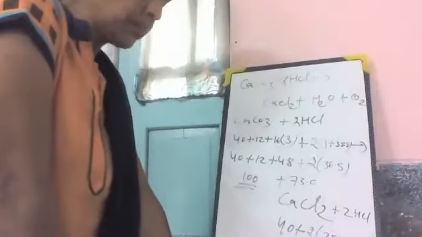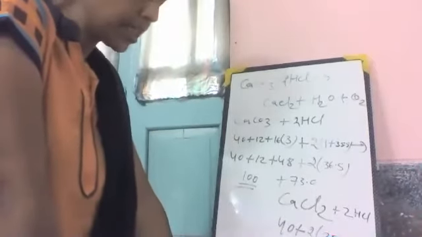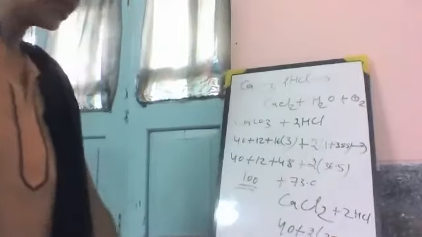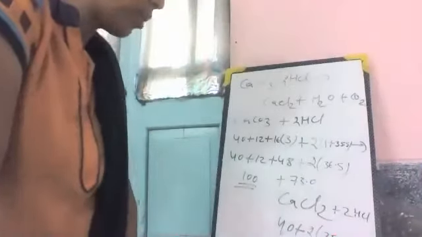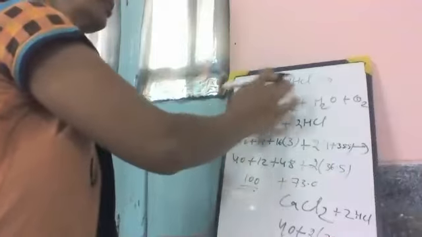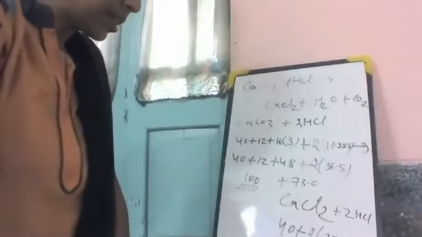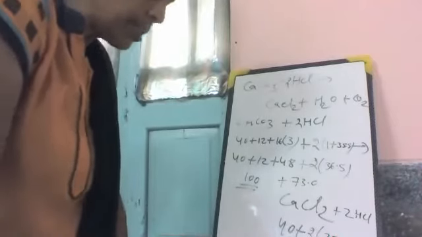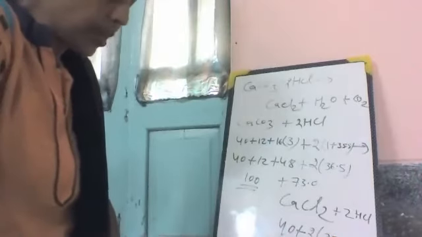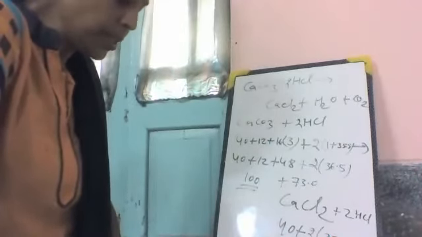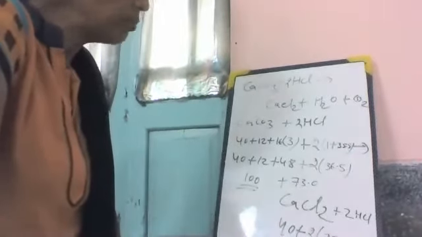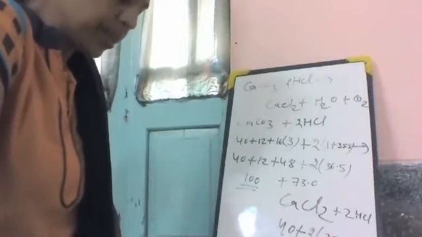Limitations of a chemical equation. What are the limitations? A chemical equation does not give information about the physical state of the reactants and the products, whether they are solid, liquid, or gas. It also does not tell us the time taken for the completion of the reaction, how much time the reaction requires to complete.